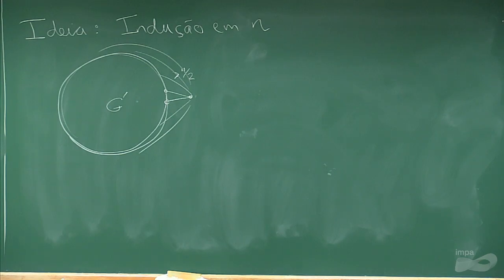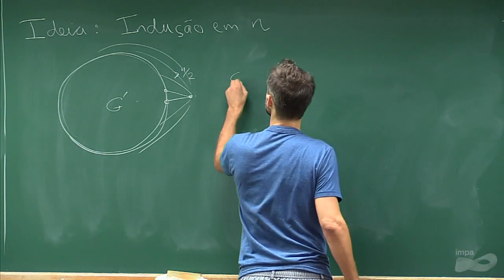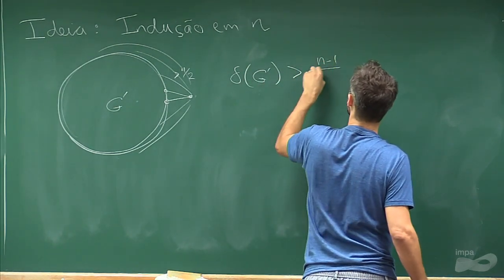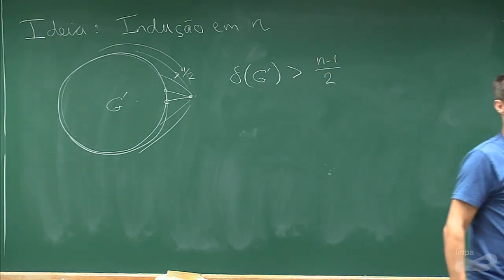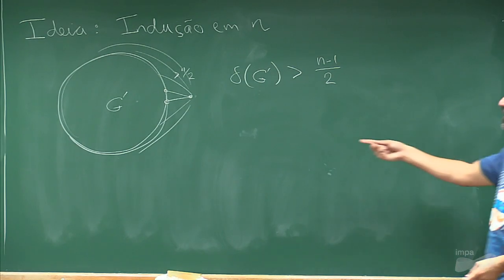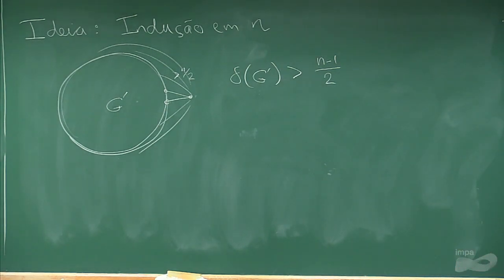Maybe the condition doesn't hold on G prime. Aha, there we go. We didn't check that G prime has this minimum degree. Is it true that the minimum degree of G prime is strictly bigger than (n minus 1) over 2? If something was right at the borderline and lost a neighbour, it might have gone down by 1, not by a half. Okay, so that was a nice idea, but it didn't quite work.